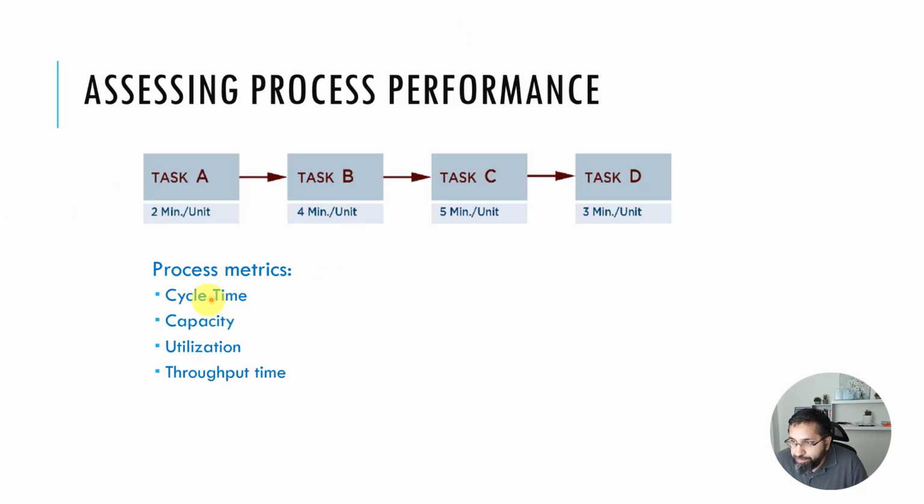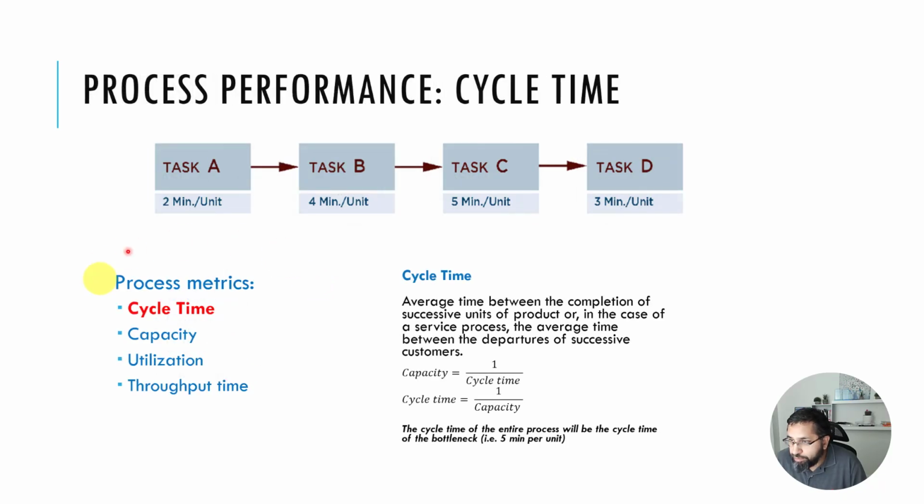Okay, so let's continue. What is the cycle time? It is the average time between the completion of successive units of product, or in the case of a service process, the average time between departures of successive customers.